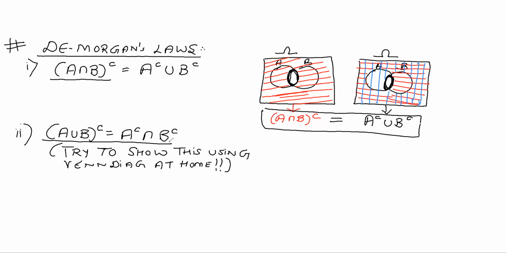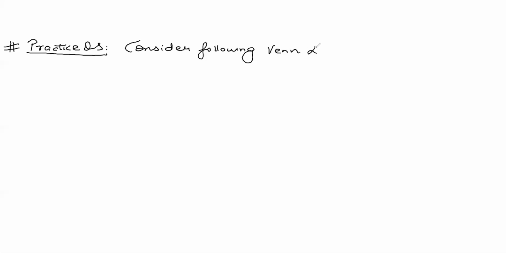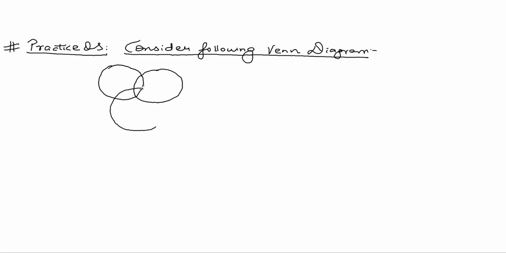Okay, now two more things left in set theory. Let's do a practice question. Consider the following Venn diagram. And look at what I am labeling. This is 1, 2, 3, 4, 5, 6, and 7.